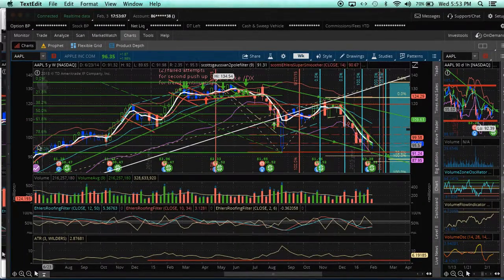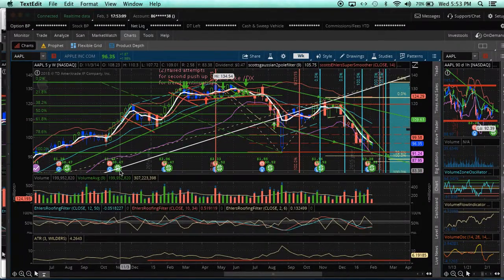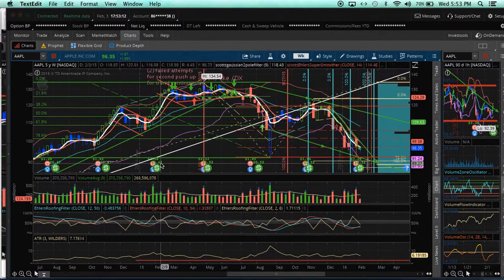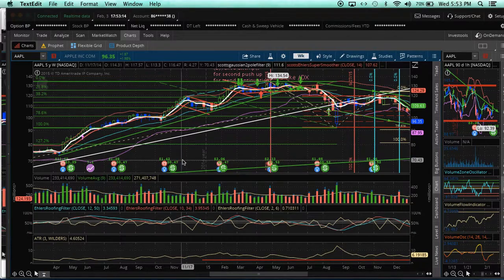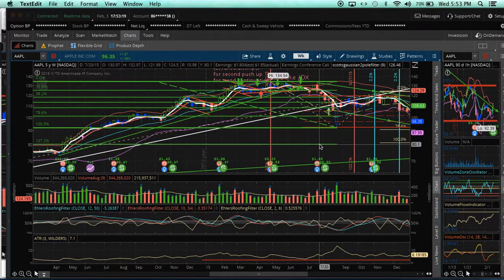of this 100% and then down to the 1.272 extension, which comes in right there at just about $80. Okay, so I wanted to show you that. We can get rid of this for now.